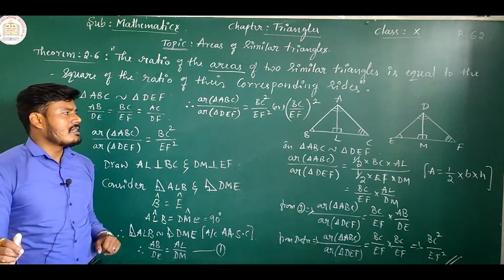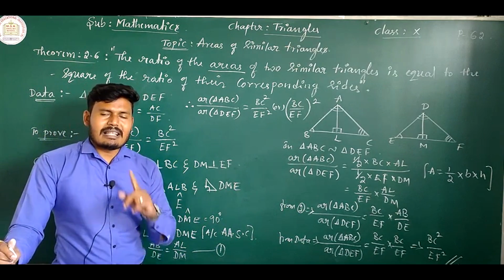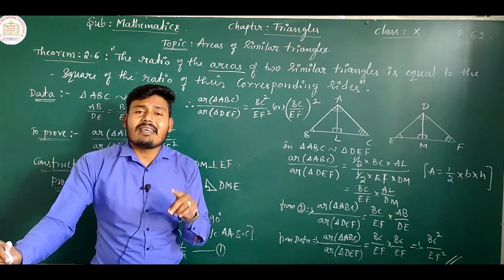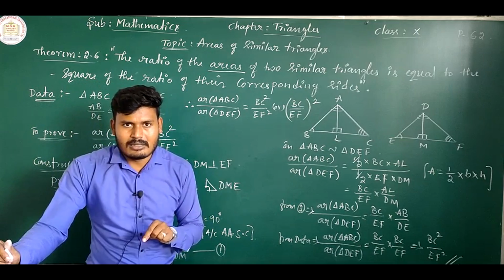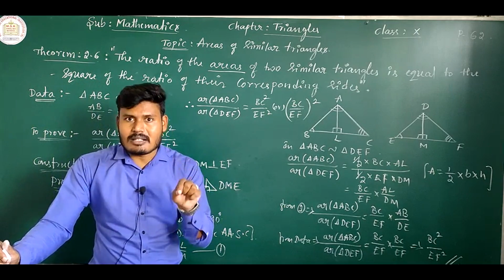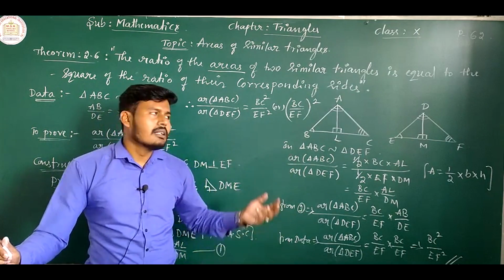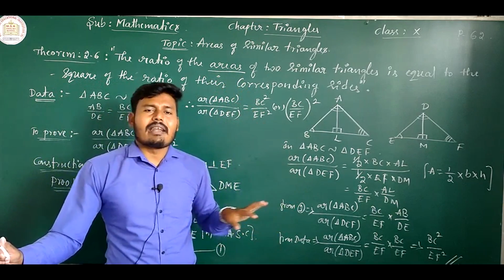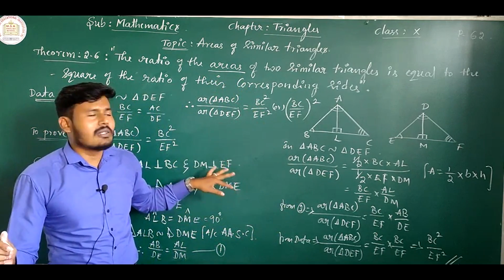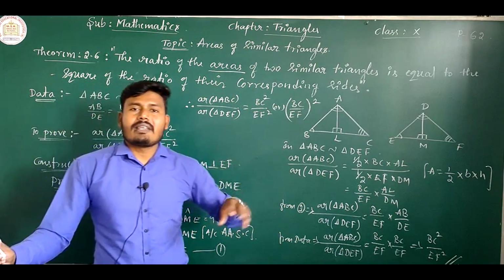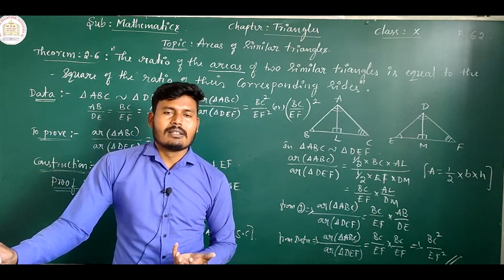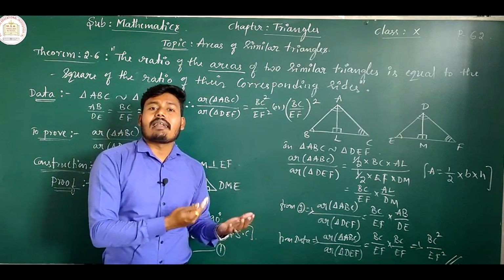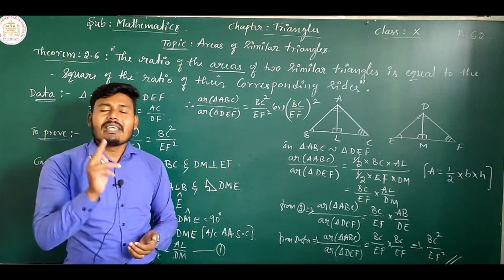So this is the proof of this theorem. So once again I'd like to tell you the statement here. The ratio of the areas of two similar triangles, you should consider similar triangles, not any other triangles. So if you write down those areas in the given ratio, then that ratio is equal to the square of their corresponding sides.